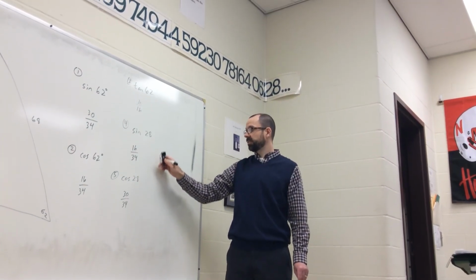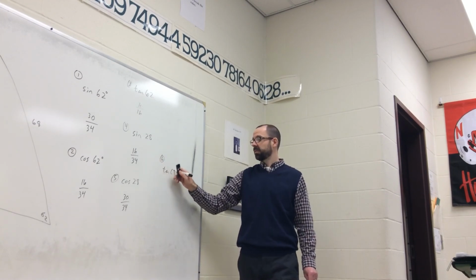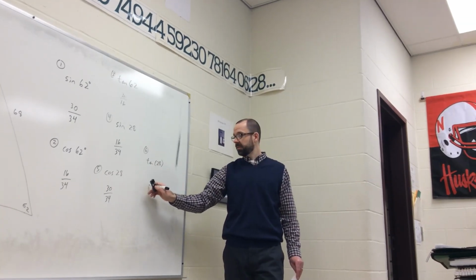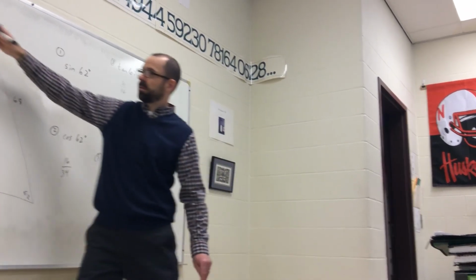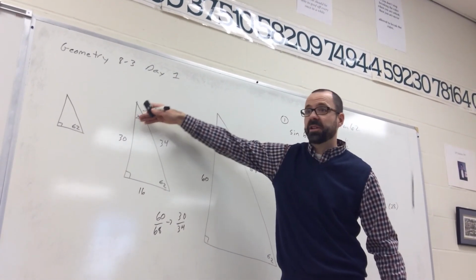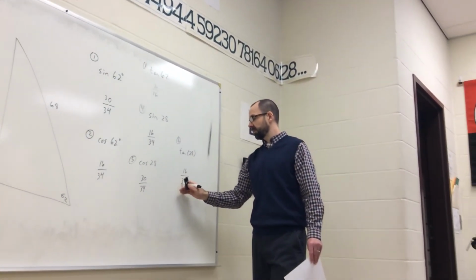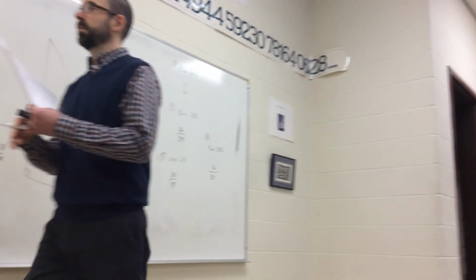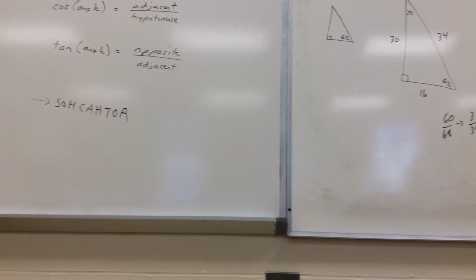What do you think question 6 is? Tangent of 28, good. Tangent is opposite over adjacent. Well, opposite from 28 is 16. Adjacent to 28 is 30. So 16 over 30. Good. All right, now I'm going to draw another triangle. We'll look at this one instead.